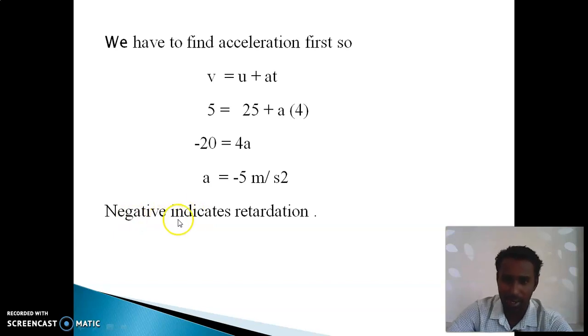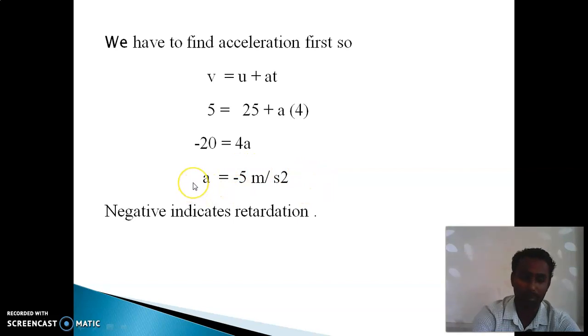This negative indicates retardation, or opposite to that acceleration. The acceleration gets reduced, that means deceleration. That is why this minus came. Okay, so we go to the next problem.